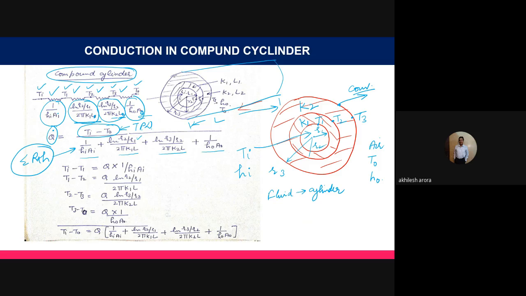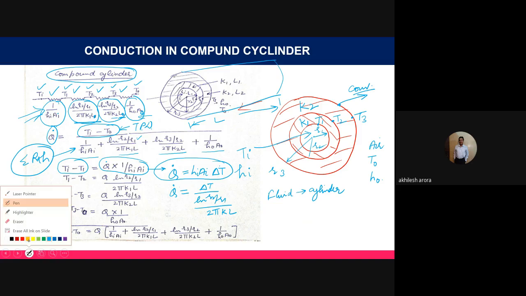Do you remember that Q in the case of a cylindrical surface with convection is given by delta T divided by 1 over Hi Ai? This is the convection part, and if I write the conduction equation, it is given by delta T divided by log natural r2 by r1 divided by 2 pi K L. You can simply see that this is the convection equation, and here also, inside, the first resistance is because of convection. So I can write Ti minus T1 is equal to Q dot into 1 over Hi Ai, and you can get this from this particular equation. You can easily understand why I have written it like this.